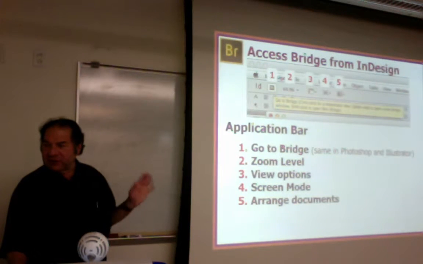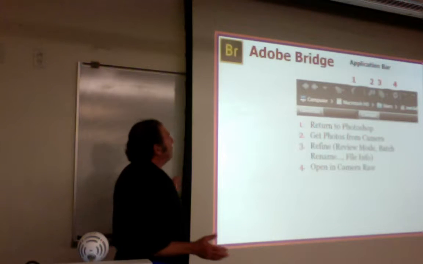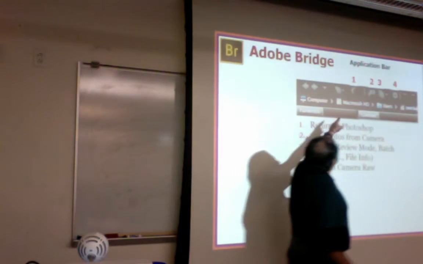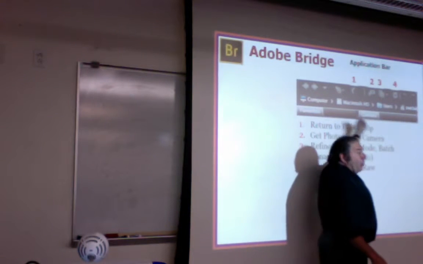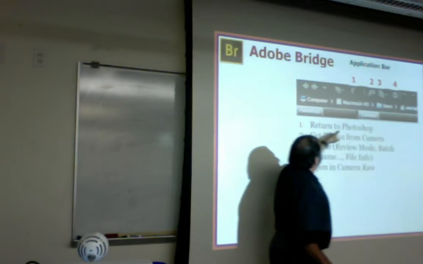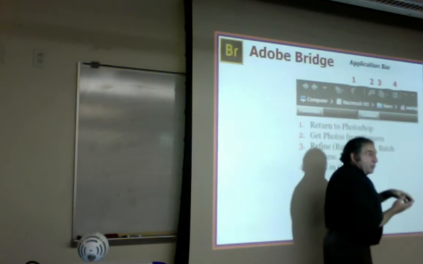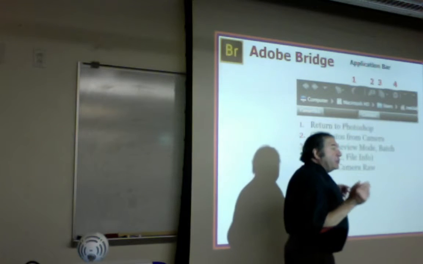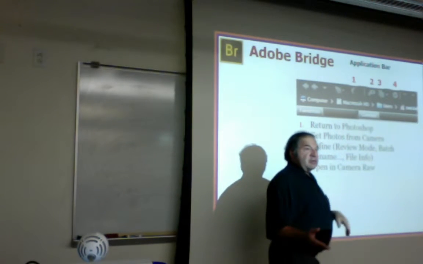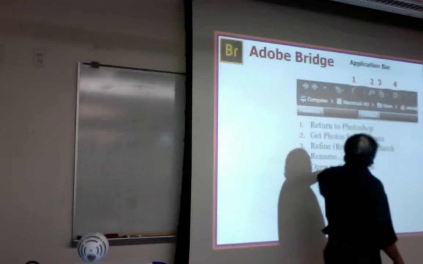You don't need to know this other stuff right now. All right. This is what comes up when you have the Bridge open. Just this little boomerang. That means go back to the last thing you were in, which was Photoshop. Number 2, this is downloading pictures from a camera, and you can put them into a separate file if you want. If you're using something like iPhoto or Photos or whatever filing system you have on your computer, this will save those pictures to that folder.